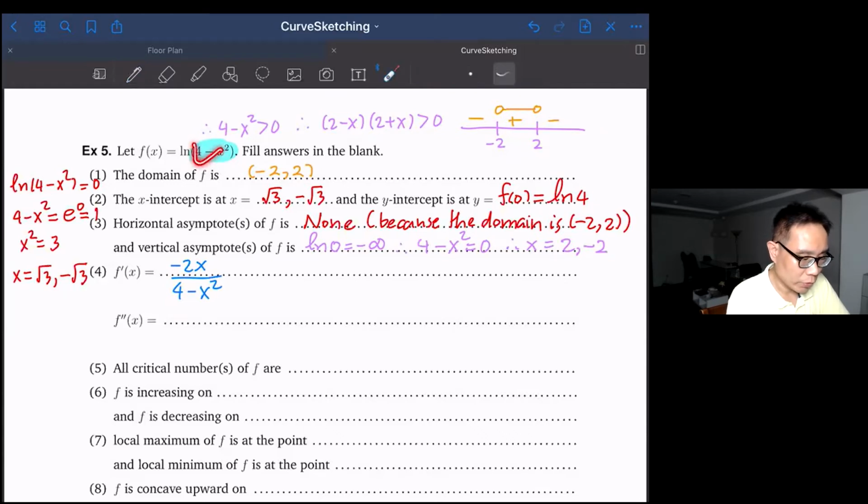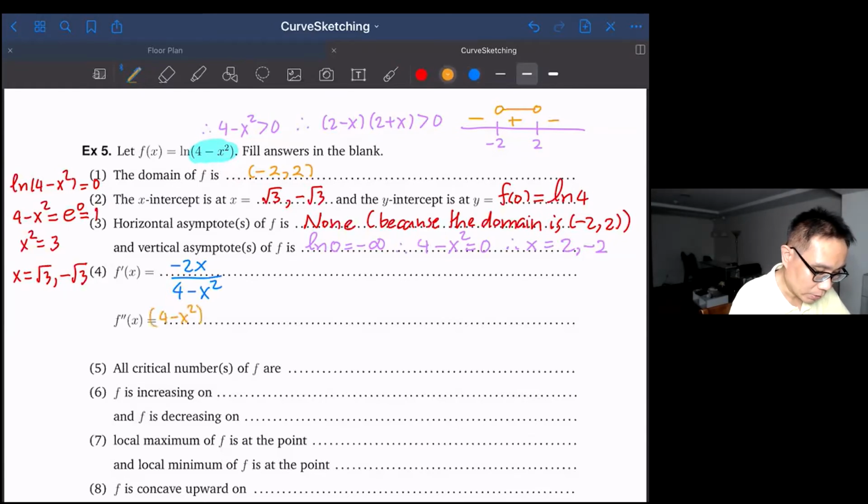Okay, so this one is u, right? So this one is u. So the derivative of u is going to be negative 2x, and it's going to be over u. And for the next one, it will be using the quotient rule. So it's going to be the bottom times the derivative of the top, minus the top times the derivative of the bottom. Okay, let me differentiate this one. So it's going to be minus 2x, right? So it's going to be minus 2x over the bottom squared.